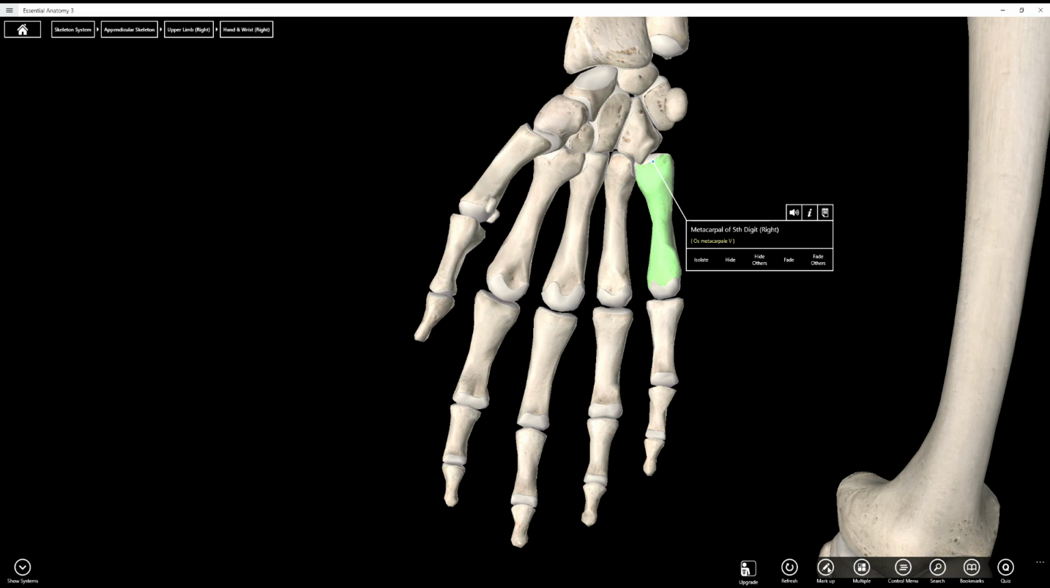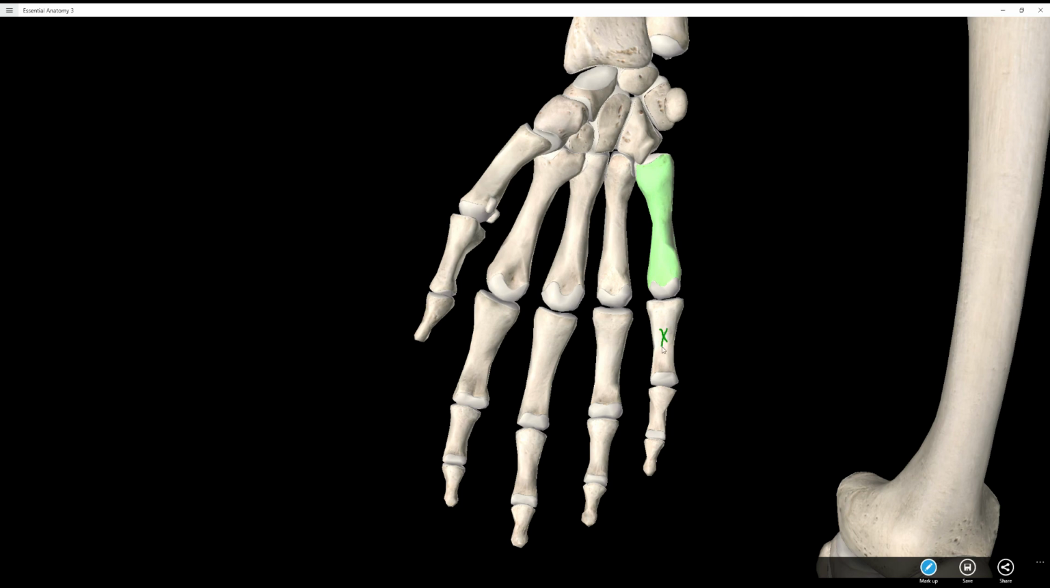Again, we have 5 rows of phalanges, except that we have 3 phalanges on each finger, with the exception of the thumb. And those are called the proximal, middle, and distal phalanx, and it's named for the finger it's on. So in this case, this would be proximal phalanx of finger 5, proximal phalanx 5. Phalanx means 1 and phalanges is plural. This would be middle and this would be distal phalanx.